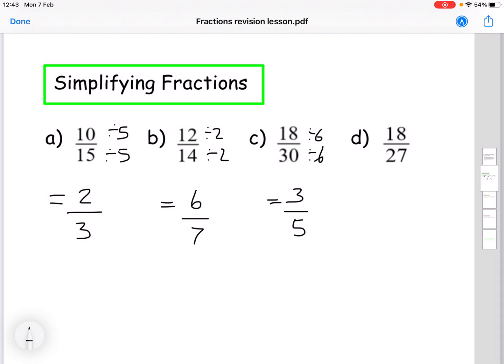Now the last one, we've got 18 over 27. Again, you could try and think what's the biggest number they both divide by. These both divide by 9, so we could do that. They also both divide by 3, but then you'd probably have to divide it down again. I'm going to go for dividing by 9 straight away, because you always want to try and use the biggest number that you can, just to make the work quicker. So 18 divided by 9 is 2, 27 divided by 9 is 3.